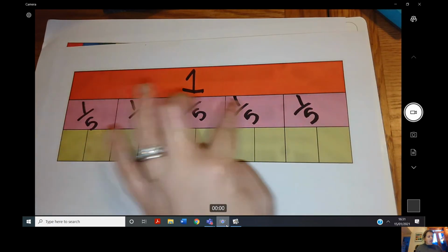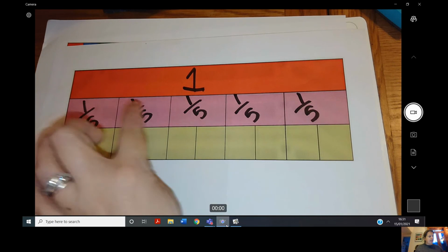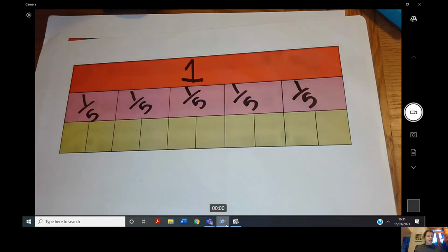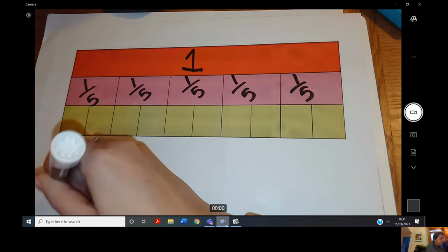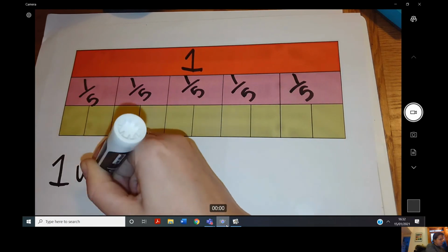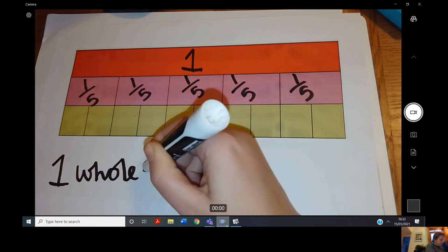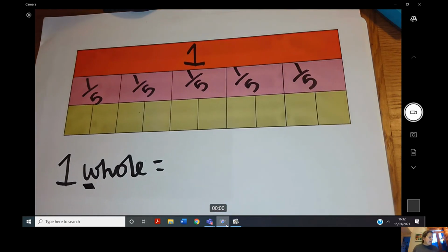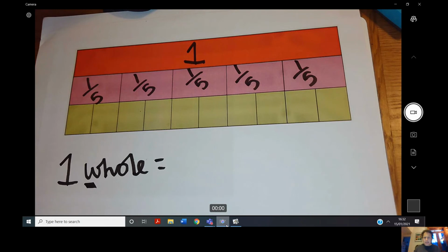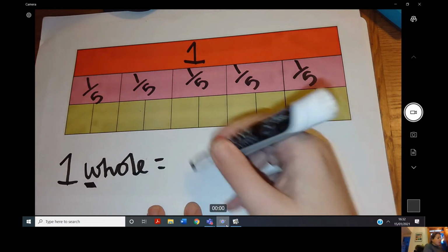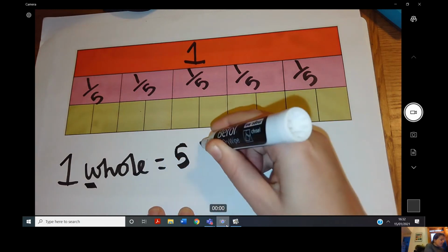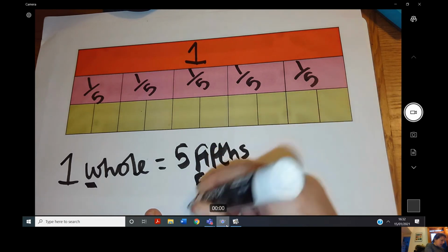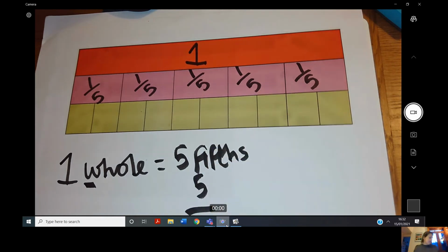1, 2, 3, 4, 5. 1/5, 2/5, 3/5, 4/5, 5/5. 5/5 equal a whole. Remember, whole in this sense, it's not going down the rabbit hole, it's got a W. You can do some English and some maths as well. 1 whole is equal to 5/5, which we would write like that.